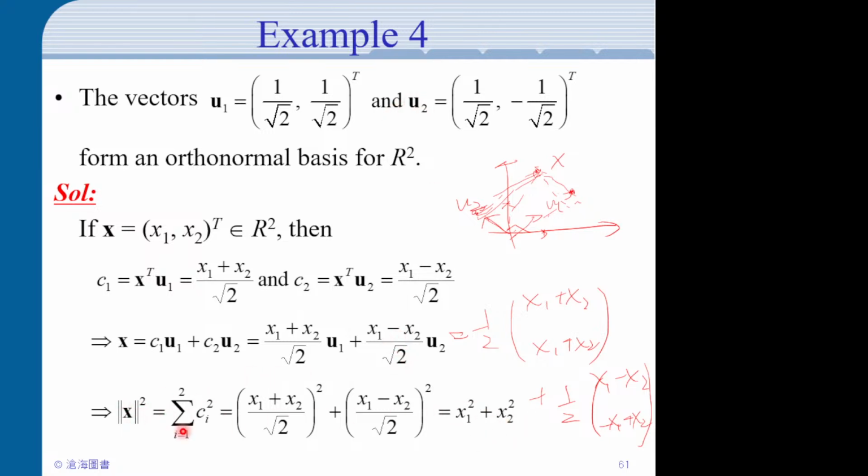And we see that the norm squared is still the correct thing. The norm squared is x1 plus x2 over square root 2, squared, plus x1 minus x2 over square root 2, squared. Both of them have x1 squared plus x2 squared, and the cross term is plus x1 x2 in one and minus x1 x2 in the other, so it is 0.